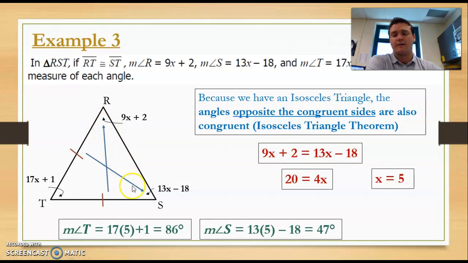Remember that angle R and angle S should be the same because they are opposite of those congruent sides. So this is an isosceles triangle, so these angles should be the same. So angle R should also be 47. If you wanted to check it, you could do 9 times 5 is 45 plus 2, which is 47.